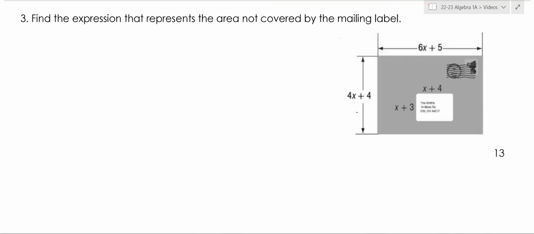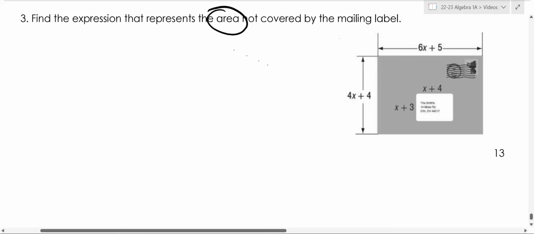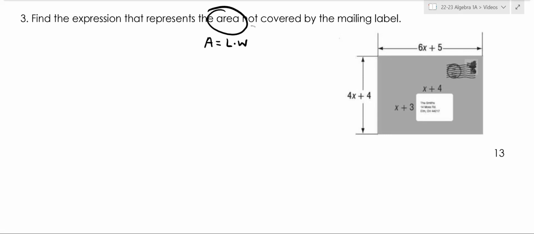Alrighty, I love this problem. We have to find the expression that represents the area. Since it's a rectangle, the area that we're going to be using is the length times the width, not covered by the mailing label. So that means that we want the area of the envelope that's everywhere but the mailing label. All right, so this is everywhere that the mailing label is not covering. So we want the area not covered by the mailing label.